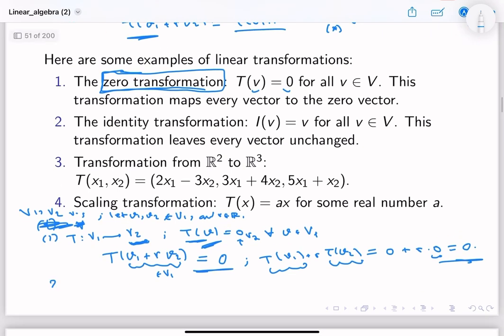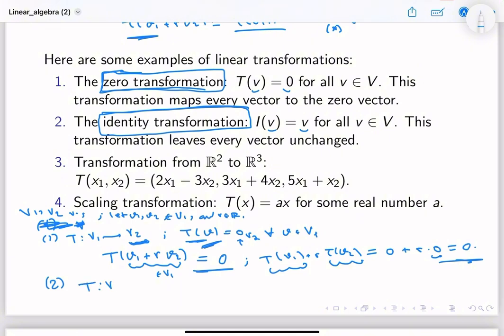So let's see why the second example is a linear transformation. It's important also to keep this name in mind. It's the identity transformation. And what this transformation does is that it takes any vector to the vector itself. Like, it doesn't do anything to the vector. It just takes the vector and gives you the vector back. So let us see what we mean here.